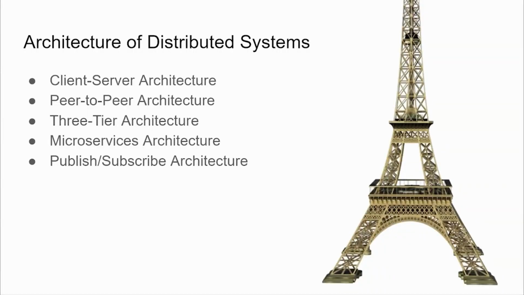In this slide, we will be discussing various types of software architectures that are commonly used in modern software development. As you can see on this slide, we have listed 5 different architectures: client-server, peer-to-peer, 3-tier, microservices, and publish-subscribe. First up, we have the client-server architecture.